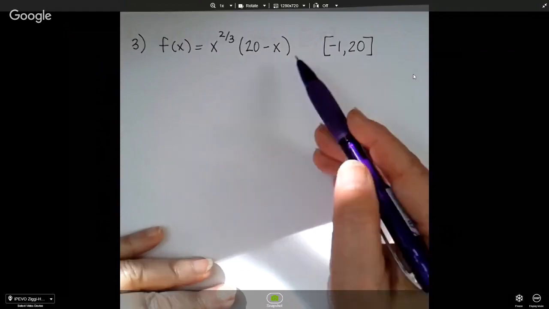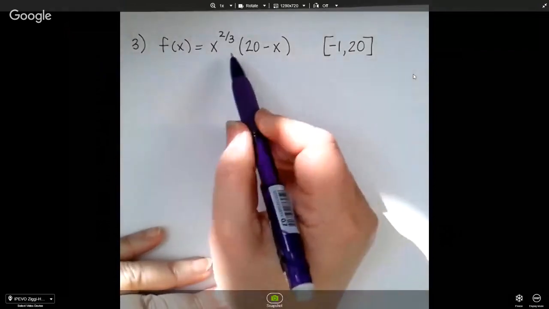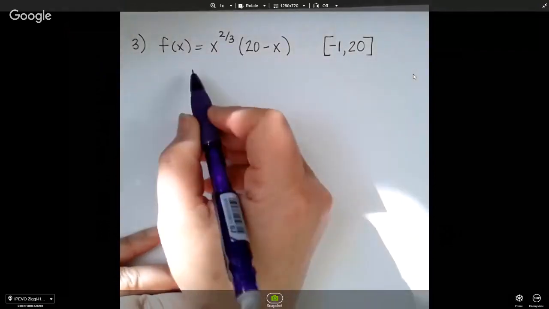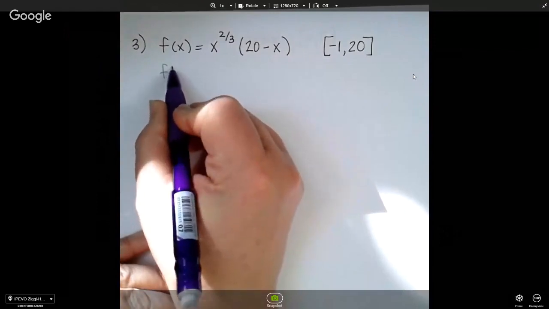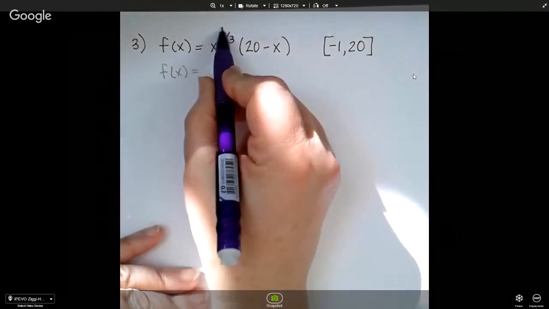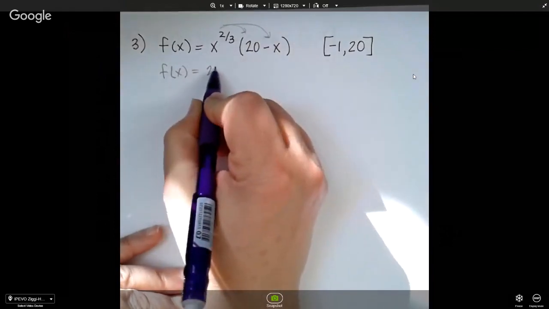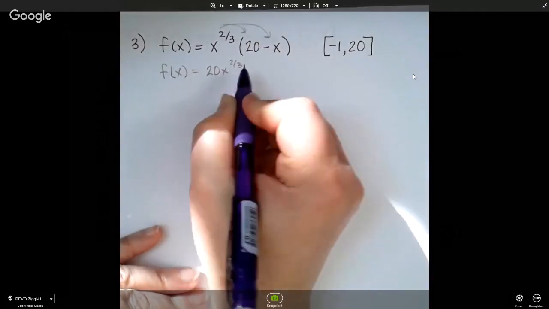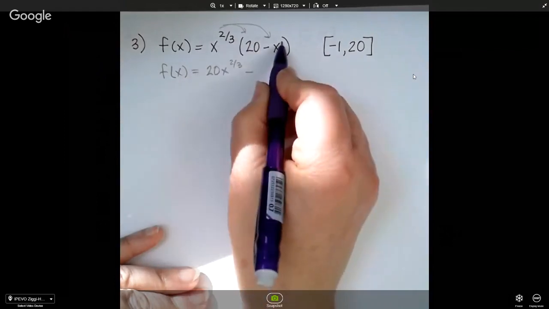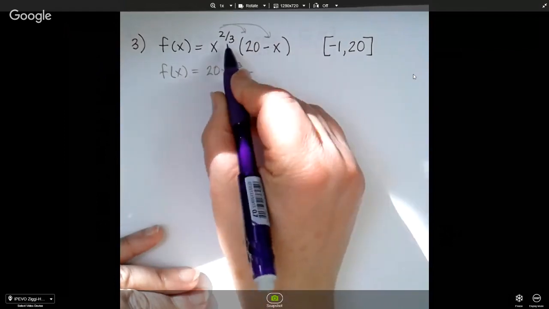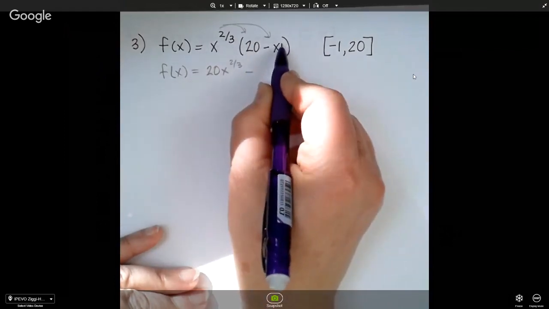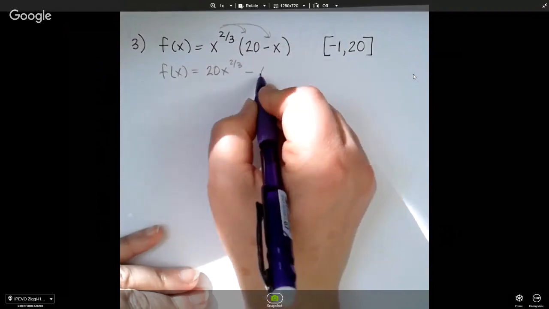So the first thing we have to do is take the derivative. But I don't want to use the product rule here. I want to make things easier on myself. And before I take the derivative, I'm going to multiply this out. And we're going to say that this is 20x to the 2/3 minus, and I'm going to add the exponents here because this is really an exponent of 1. So 2/3 plus 3/3 is equal to 5/3.